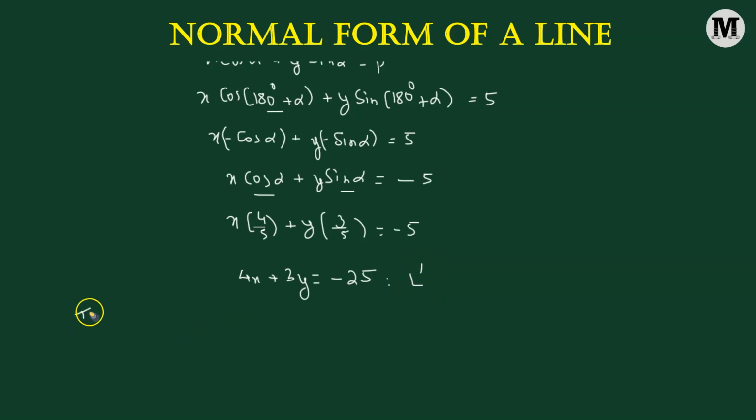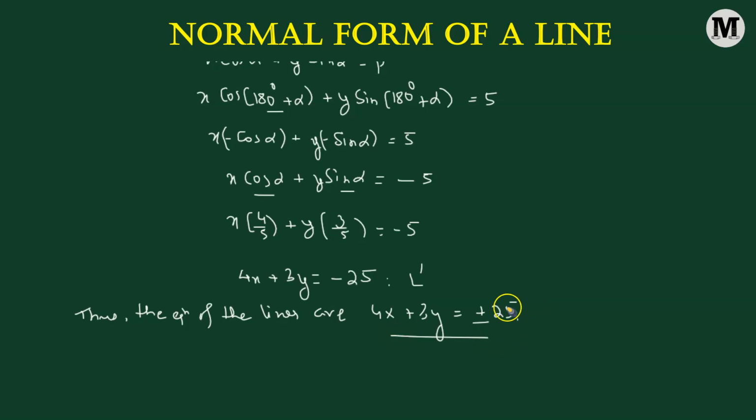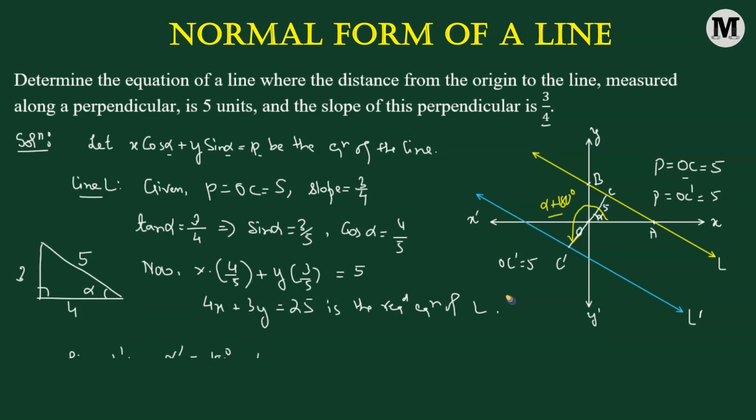So we can say thus the equations of the lines are going to be 4x plus 3y equals, let's combine the two values, plus 25 and minus 25, to get plus or minus 25. So this is going to be the required equation of the two lines which meet the criterion. That means the distance of the lines from the origin is going to be 5 units, and the perpendicular lines are going to have a slope of 3/4.